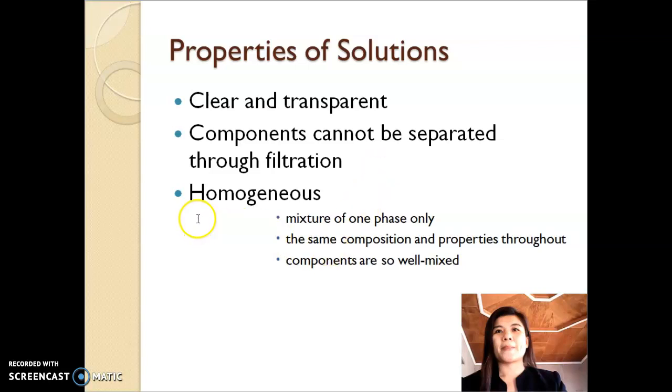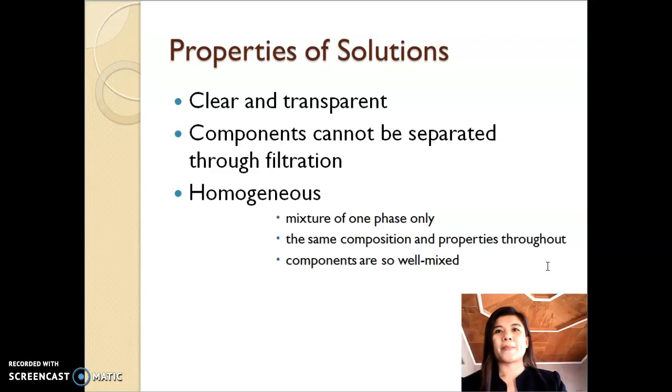Then third property is homogeneous. That means the mixture is of one phase only. Okay, we see one phase only. If it's a liquid, everything in that solution is liquid. There is no trace of solid. And the same composition and properties throughout. That means if you have an example of a brass, the brass in the lower portion is the same as the brass in the upper portion. Then the third is, we say homogeneous.